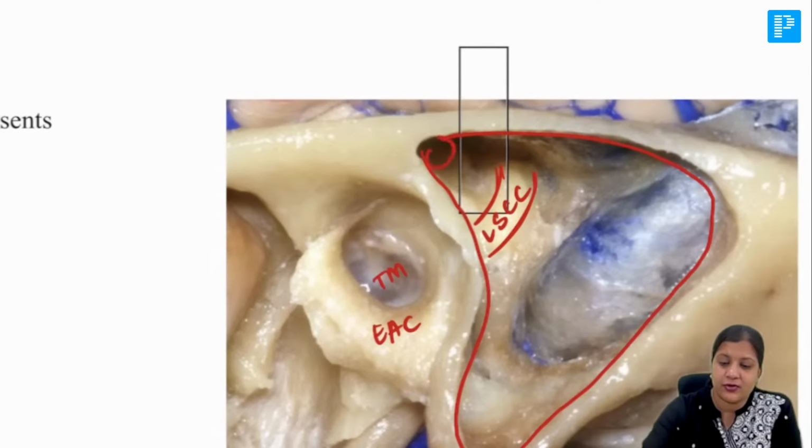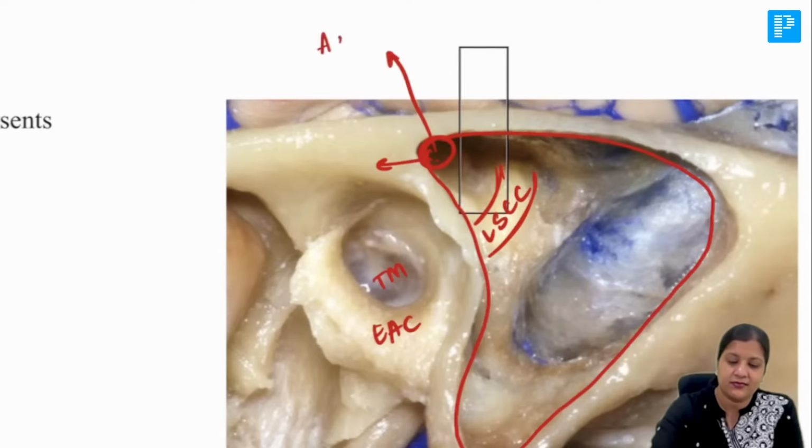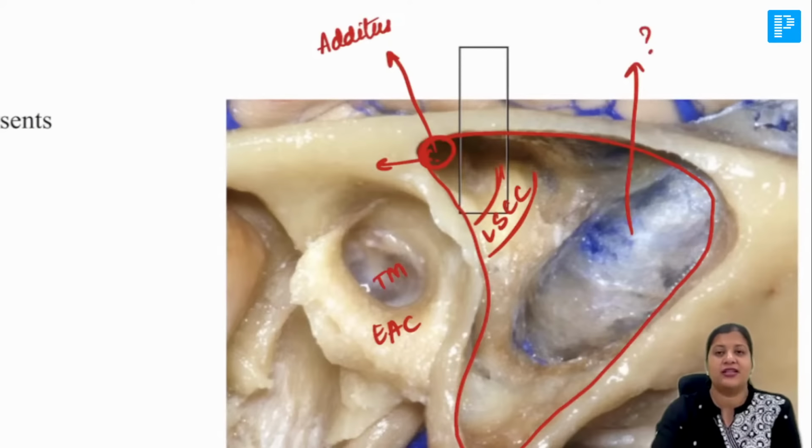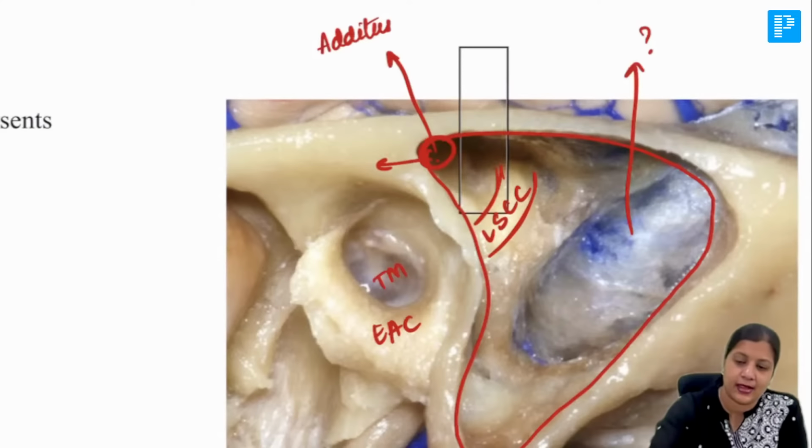What is this communication between the antrum and the attic? Attic is the roof of the middle ear. What will this communication be? Yes, this is going to be your Aditus. Can you all tell me what is this bluish bulge here? This bluish bulge that you see here? It is formed by which sinus? Yes, it is formed by the sigmoid sinus.